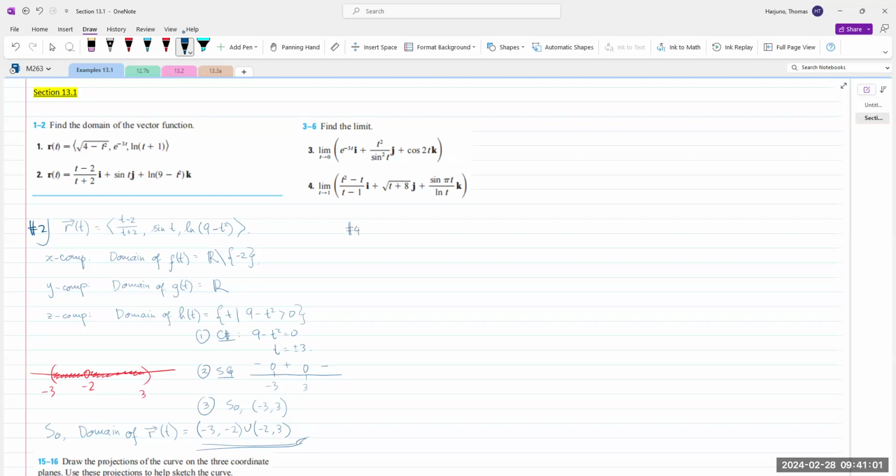Let's see number 4. Find the limit. Let's see the x component. That's the limit as t goes to 1 of (t squared minus t) over (t minus 1). Let me do it downward. That's equal to the limit as t goes to 1 of t(t minus 1) over (t minus 1). I factor t, and t minus 1 cancels, and so this is 1.